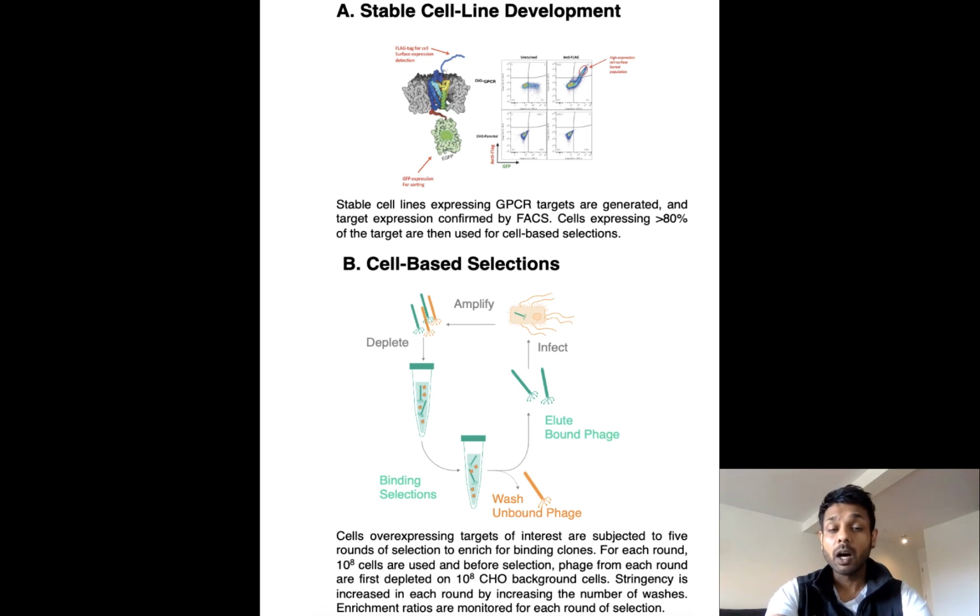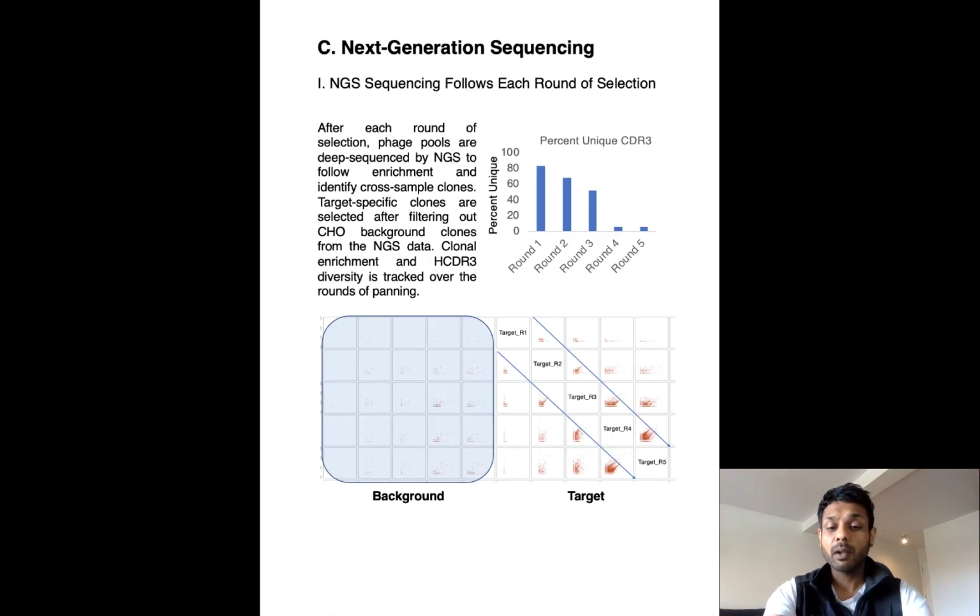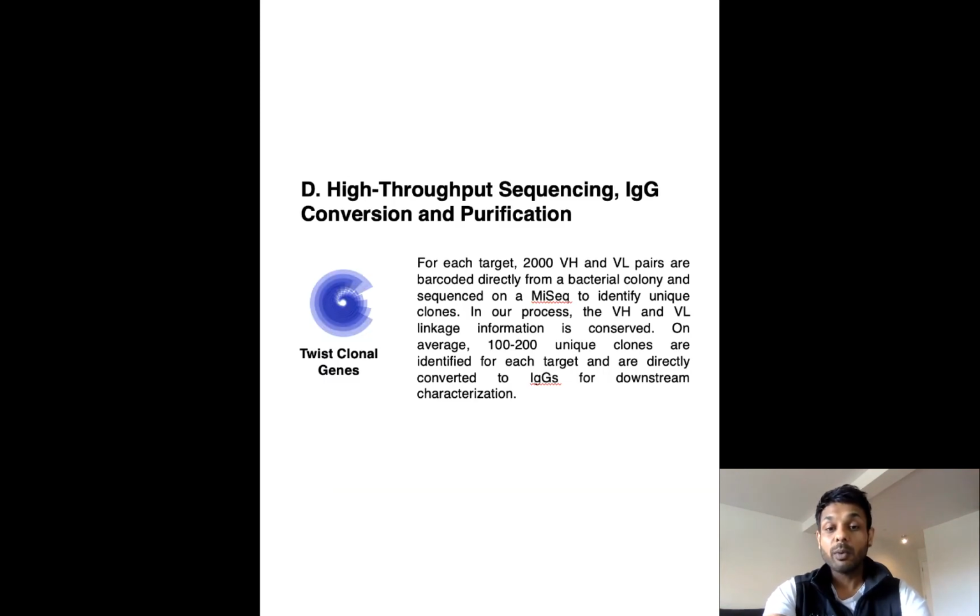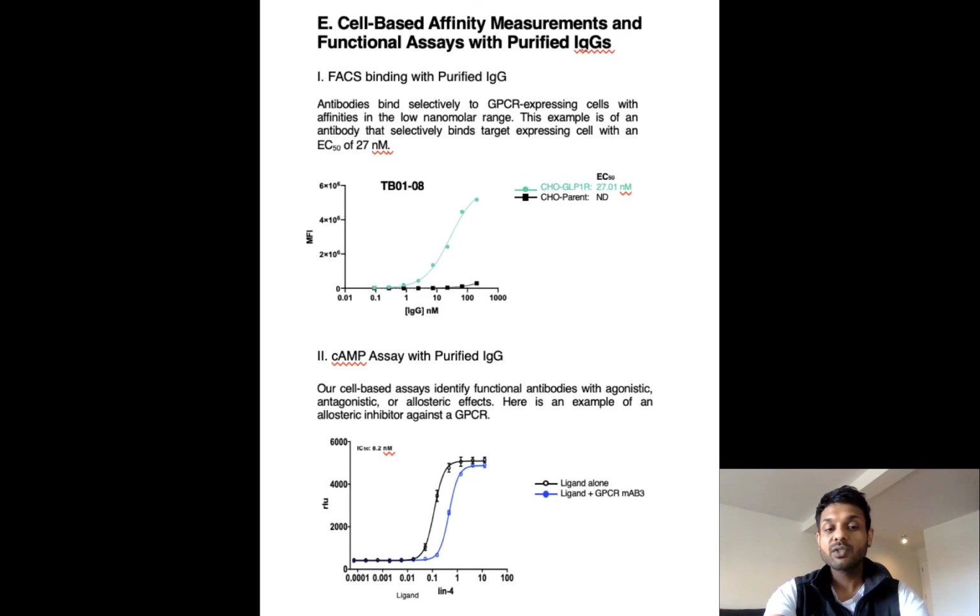We typically also amplify the output VH pools for each round and sequence them on our MiSeq platform to monitor clone enrichment and heavy chain CDR3 diversity over the rounds of selection. So this is an example data we get from our successful screening campaign. After selection, we pick about 1,000 clones from round 4 and round 5, which are sequenced, and the unique clones are reformatted to IgGs. We usually typically get about 100 unique IgGs, and these reformatted IgGs are purified and tested for binding in our FACS experiment.